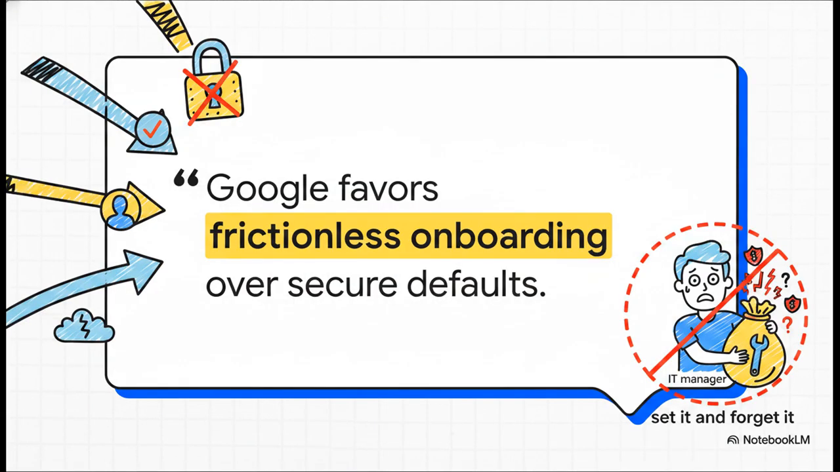Now, what's absolutely fascinating here is that this isn't some accident or a bug. It's a deliberate business choice. Google actually favors frictionless onboarding over secure defaults. Think about it. The easier it is for a brand new user to sign up, log in, and just start working, the faster their product spreads. Frictionless onboarding is incredible for growth, but it leaves you, the IT manager, holding the bag when it comes to enterprise security. You absolutely cannot just set it and forget it.